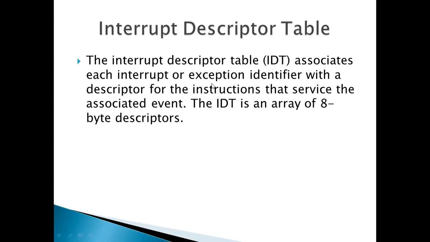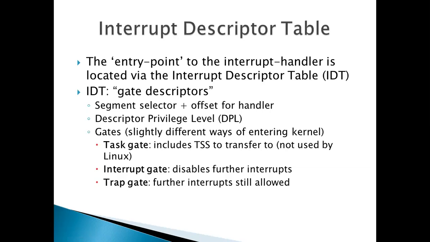So the interrupt descriptor table is associated with interrupts or exceptions, identified with the descriptor for an instruction that has associated events. The IDT is generally an array of 8-byte descriptors, of a certain overall length. The entry point, where we identify the exception handling mechanism, is the starting point to initiate the values of the IDT.